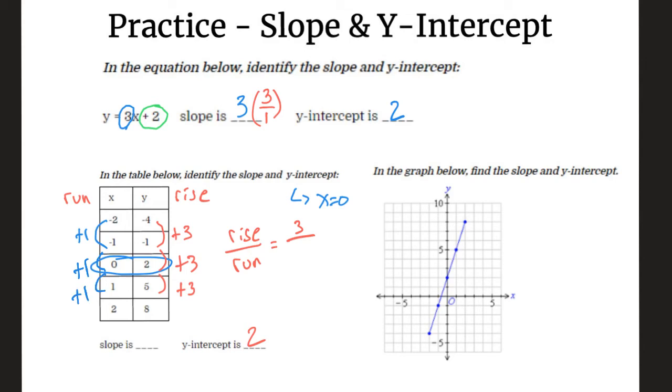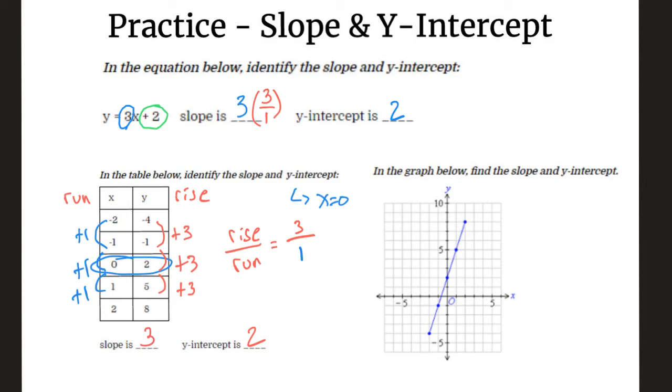My run is always 1, I'm running to the right 1. So our rise over run is 3 over 1, which you saw in the first case up here. I have this scenario. So my slope is just going to be 3, because 3 divided by 1 is just 3.